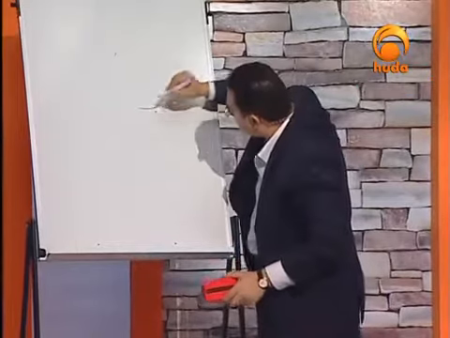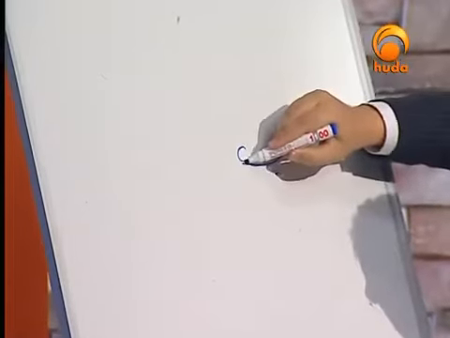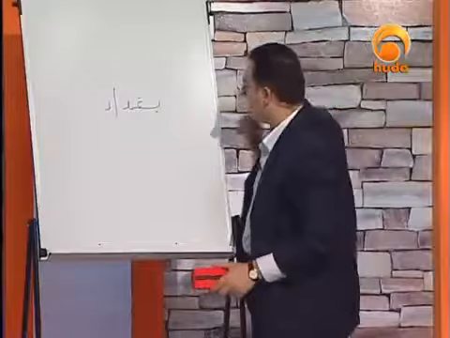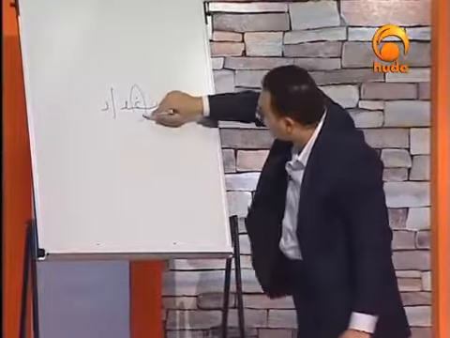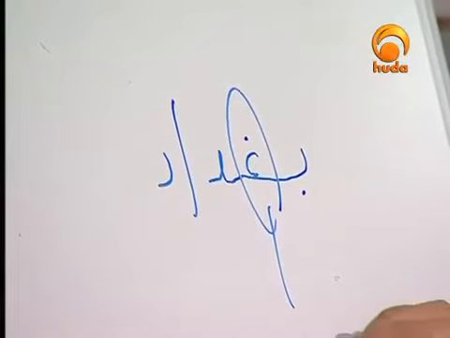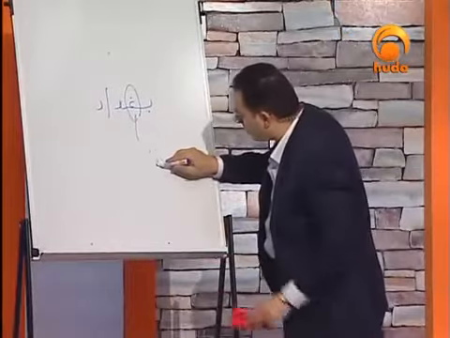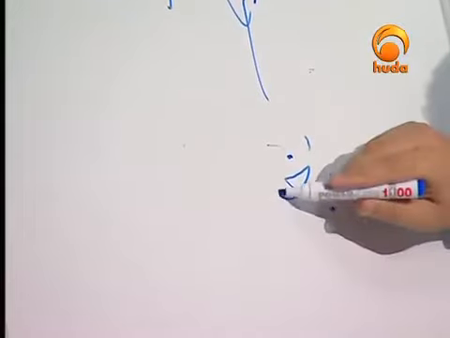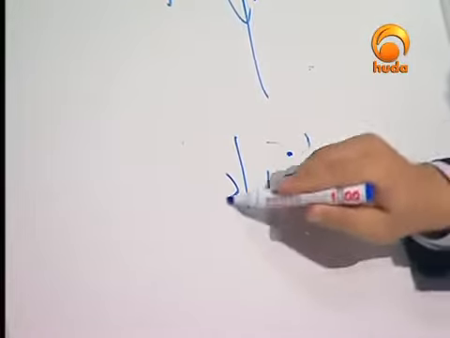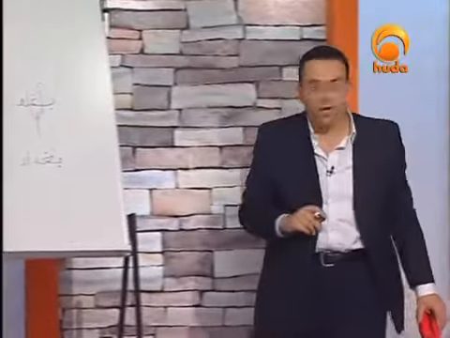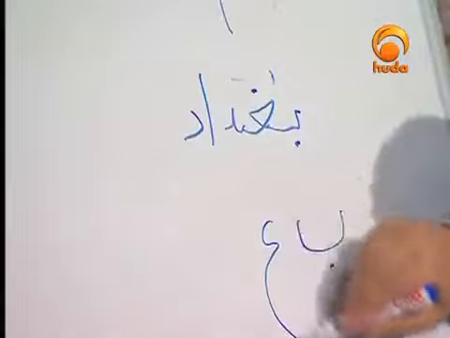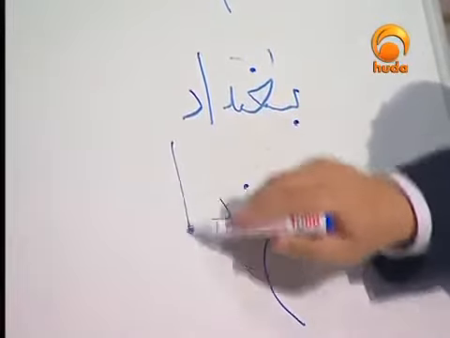Ba. And then we have ghain here. And then we have Da, Alif, and Dal. Ghain is sometimes written closed in this way. We have just one hook. We make a kind of closed ghain, and then we put dal here, alif and dal. Can you follow me writing this? Da, ghain, dal, alif and dal.